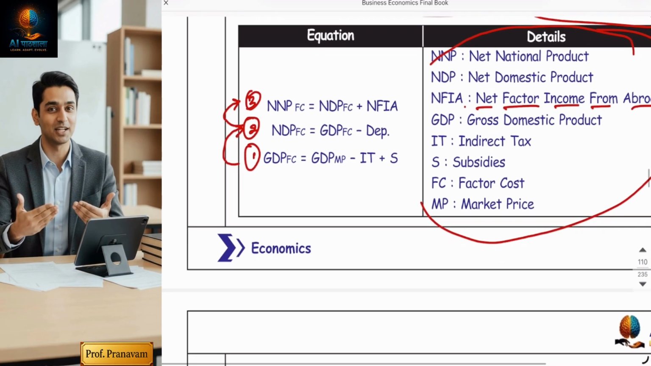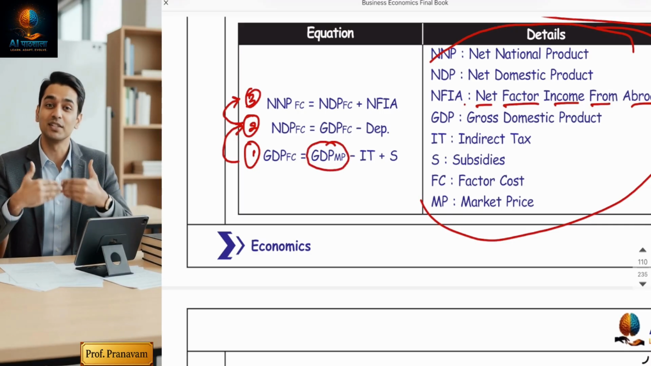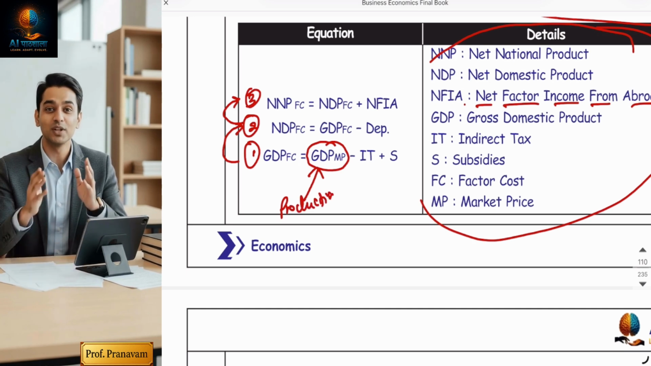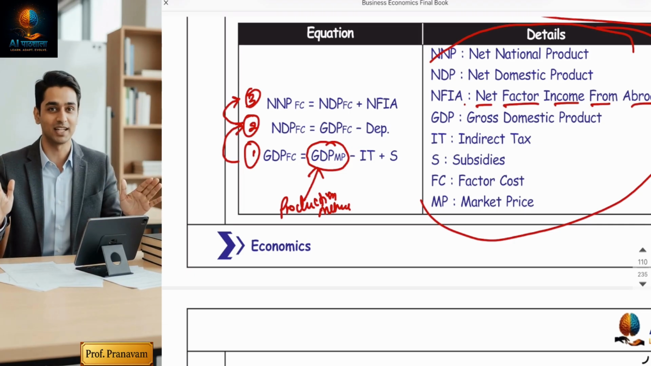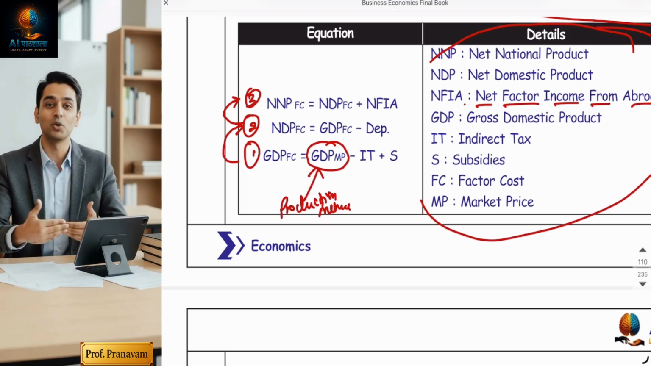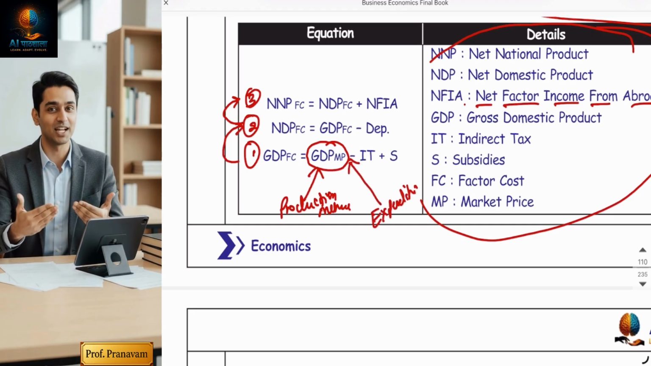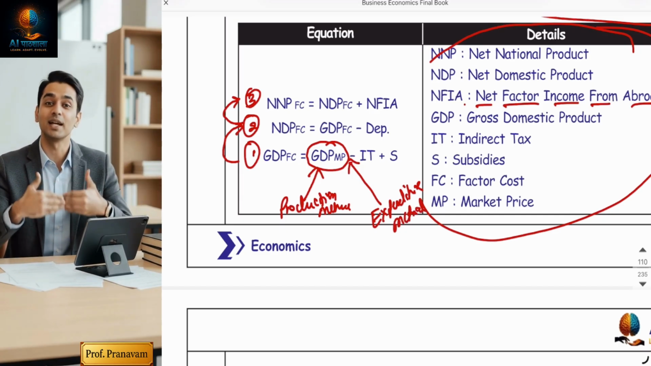Am I correct? Now, the base of this entire formula starts from GDP at market price. GDP at market price, we're going to derive from the production method. Once you get GDP at market price, you can go from the first stage to the second and third. So from the production method and expenditure method, in the first stage, we're going to derive GDP at market price.